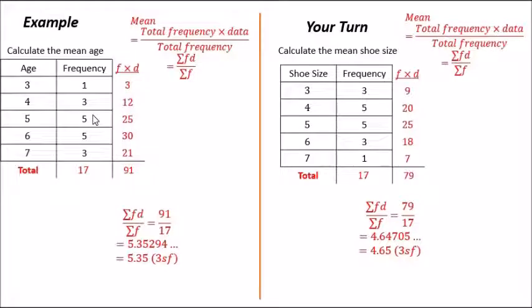In this case, you would expect our mean to be above 5, between the 5 and the 6 probably, because that's where most of the data is. And here we'd expect it to be just below the 5. And you can see that that is what we get. So you can sanity check your answers as well. That's a really useful skill to have.